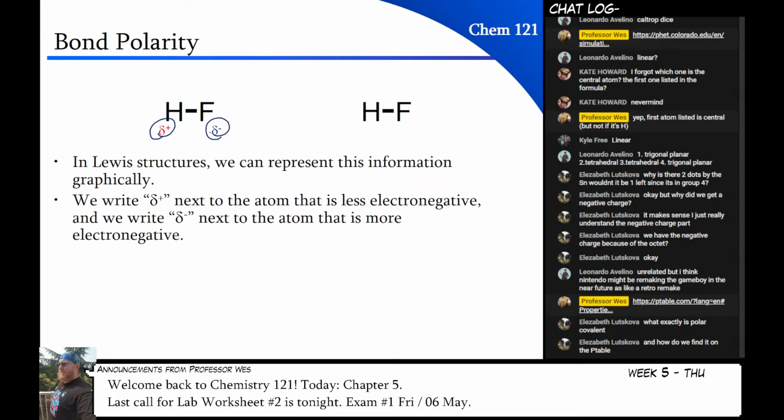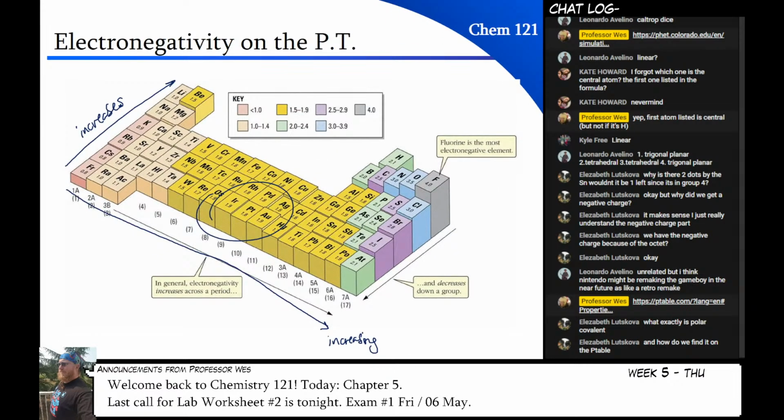What is polar covalent? Polar covalent means that it's still a covalent bond, but the bond is polar. And you're going to find your electronegativity on the chart that I showed on this slide, right here. So these numbers. Or you go to P table, you click that link that I linked, and it will show you all the electronegativities of all the atoms that you can just scroll through and look at.